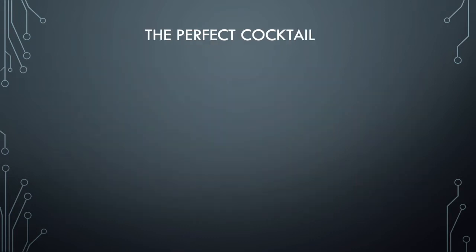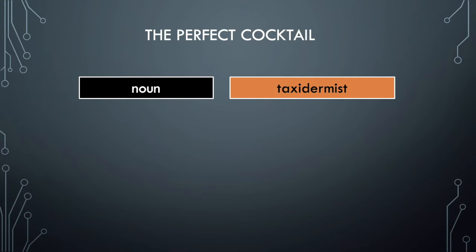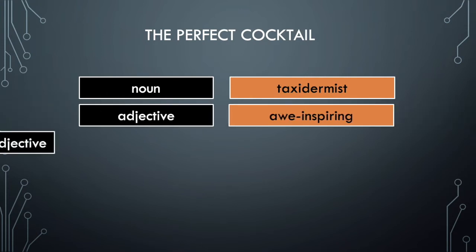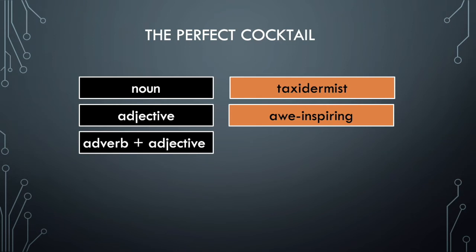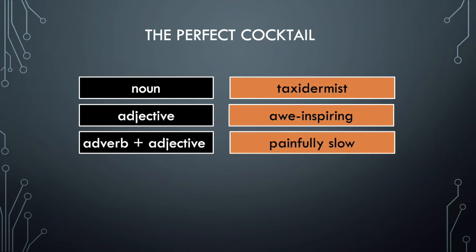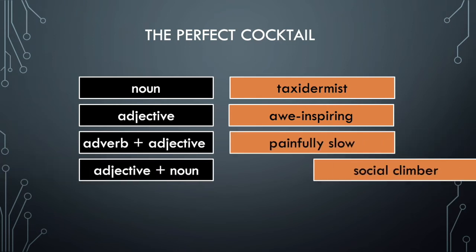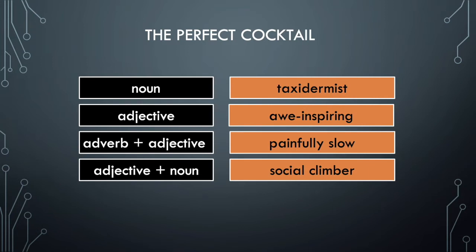All right, so the perfect cocktail to me is not a description that combines all possible elements. That would be unreasonable. But it's the one that allows you to use a noun or an adjective, or a combination of an adverb and an adjective. Adjective noun is another typical combination.